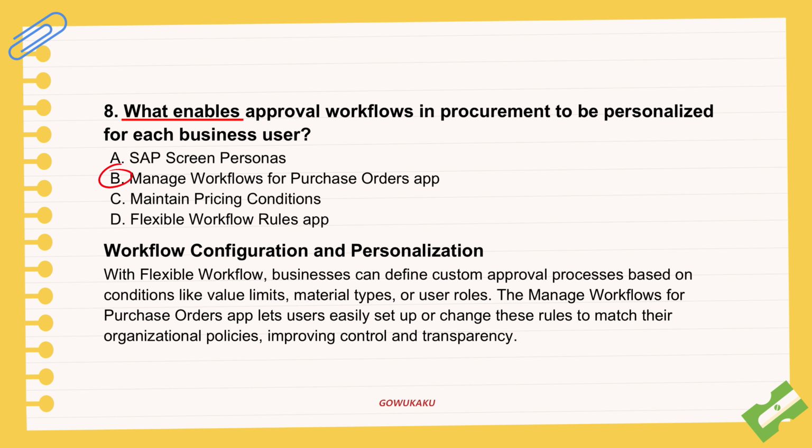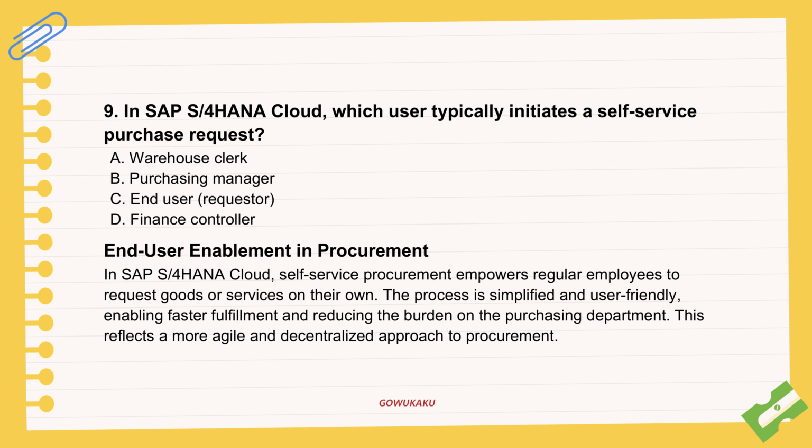Precisely. You use this app to define conditions based on amount, material group, cost center, purchasing group, whatever criteria makes sense for your business. And then you define the steps and the recipients for approval based on those conditions. It allows for quite granular and flexible control over the PO approval process, tailoring it to specific needs. That flexibility sounds essential.